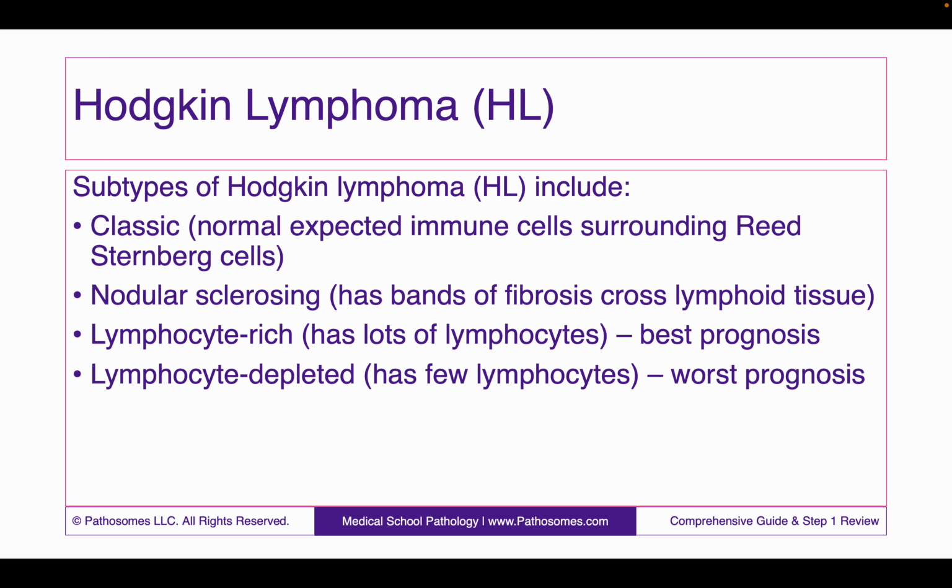Another type of Hodgkin lymphoma is the lymphocyte-rich Hodgkin lymphoma. And guess what? It's lymphocyte-rich, which means it has lots of lymphocytes. Ooh, lots of lymphocytes. That's good. Best prognosis. On the other hand, you have the subtype of Hodgkin lymphoma that is lymphocyte depleted. I don't like that because it has a worse prognosis.